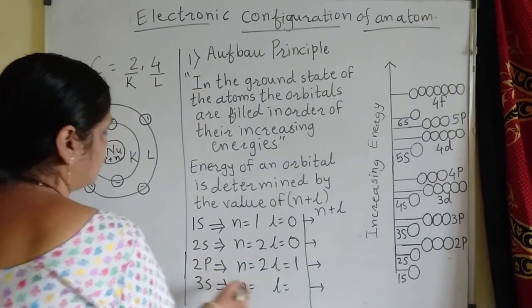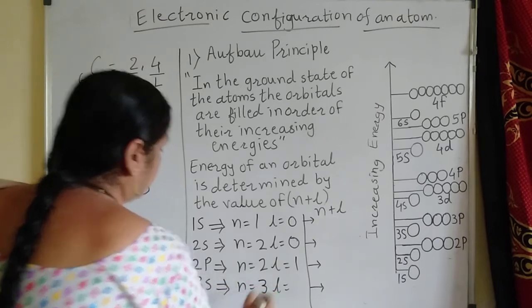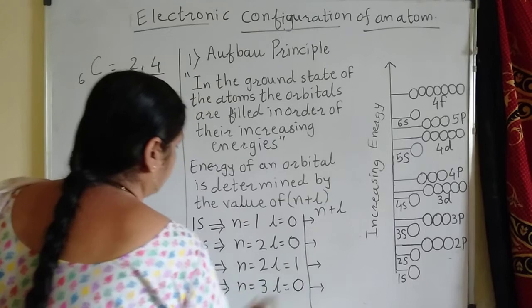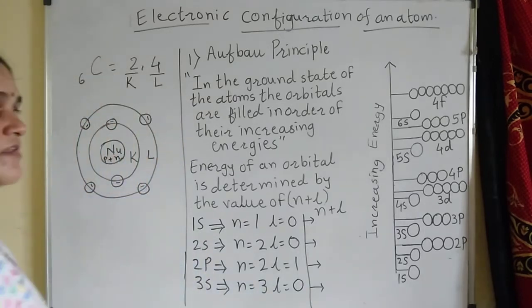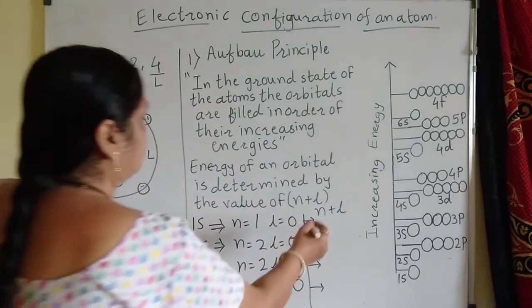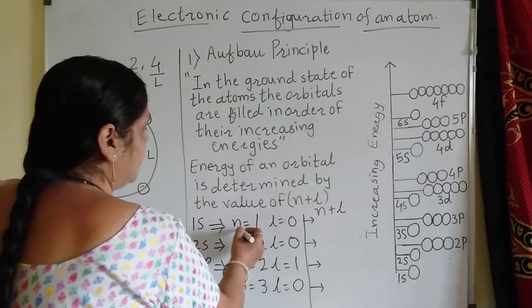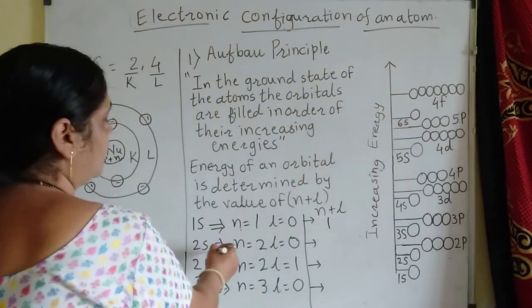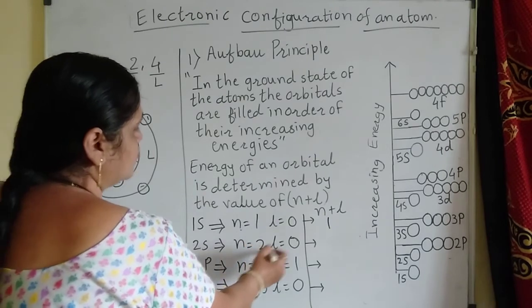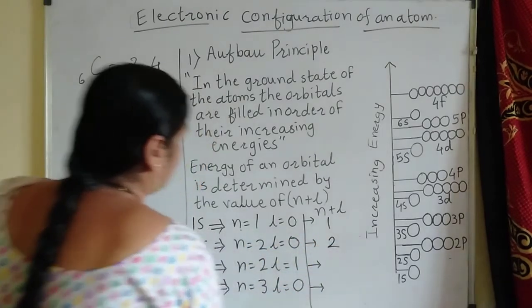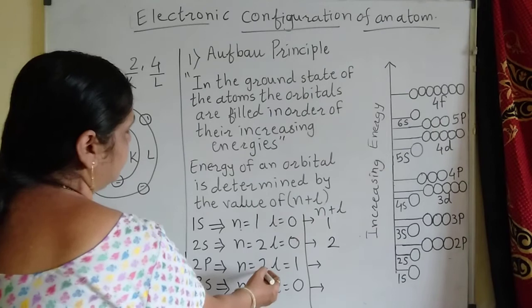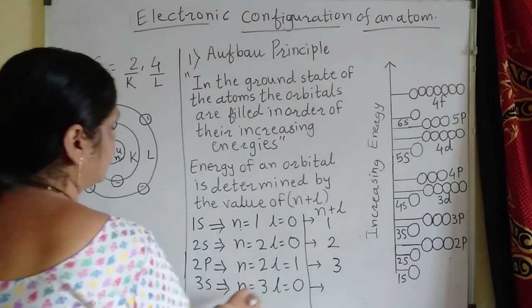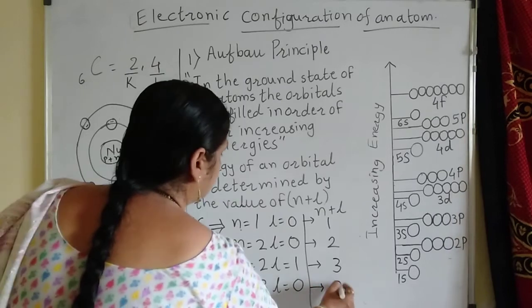Again for 3s orbital, n value will be 3, that is principal quantum number is 3, and L value will be again 0. Now for all these orbitals, when we are calculating the value of n plus L, here for 1s, n plus L, that is 1 plus 0, is equal to 1. For 2s orbital, n plus L, 2 plus 0, is equal to 2. For 2p orbital, n plus L, that is 2 plus 1, is equal to 3. And for 3s orbital, that is 3 plus 0, is equal to 3.